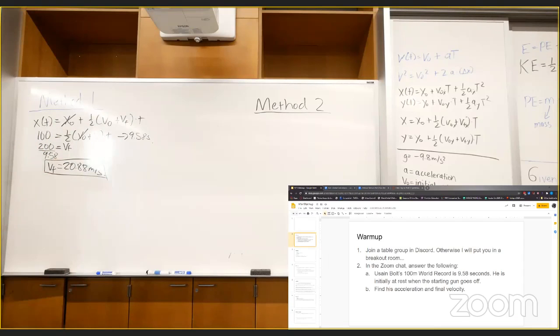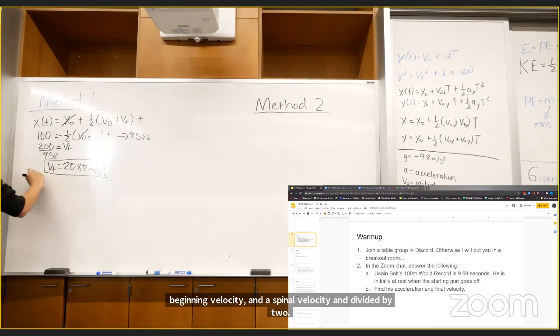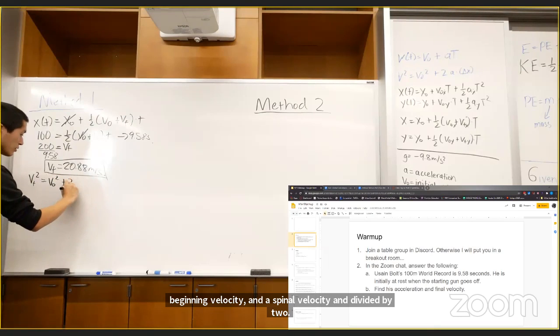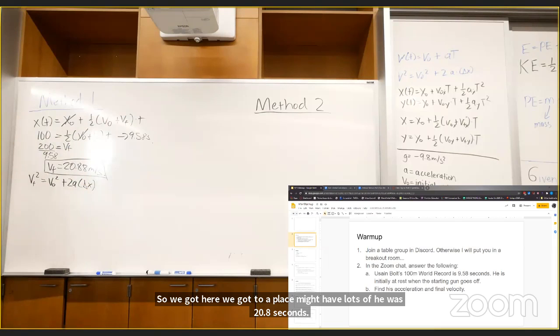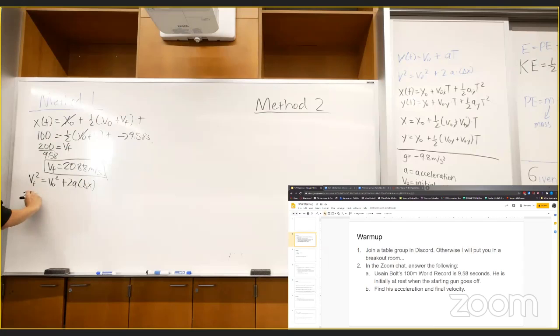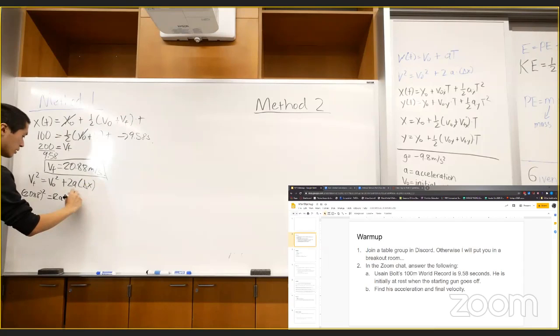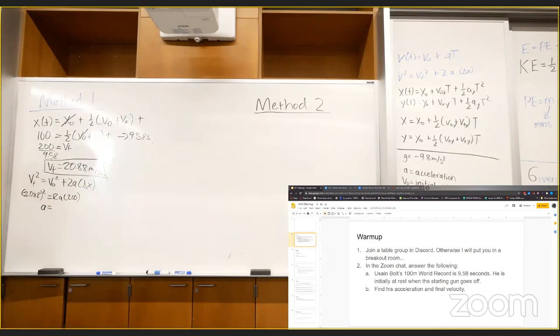So what I did here was, we know how far he traveled, we know the time he took. So from that, we can figure out his average velocity. And his average velocity is just his beginning velocity plus his final velocity divided by 2. And so we got his final velocity was 20.88. So to figure out his acceleration, for this method, I'm going to use that his final velocity squared is his initial velocity squared plus 2a delta x. His final velocity squared is 20.88 squared. His initial velocity is 0, plus 2a times 200. And so you'll get that his acceleration is 2.18.